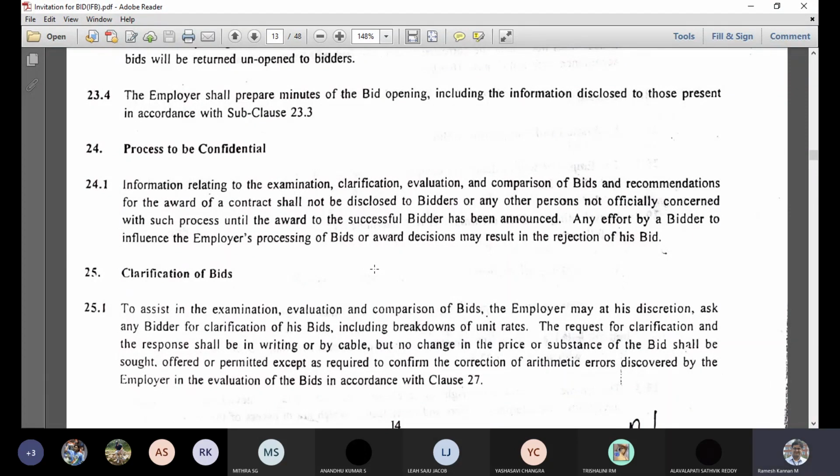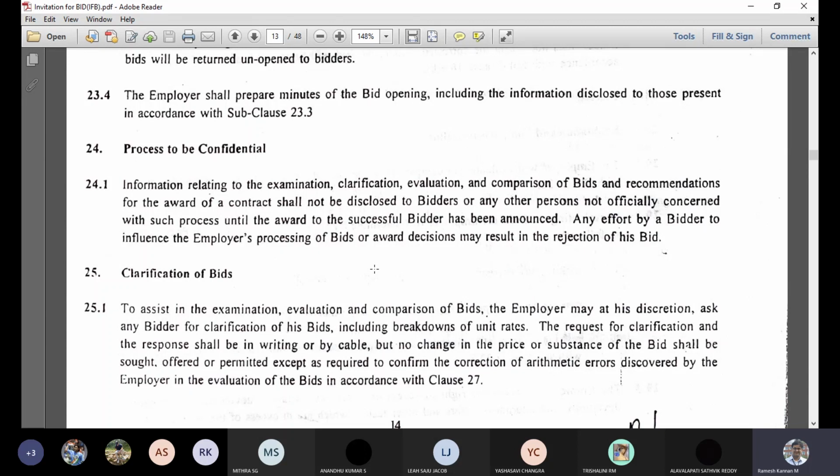Then it's very important is the clarification of bid. Sometimes, as I told you, the evaluator should not talk to the company about the bid. But in case the evaluator needs some clarification, you cannot summarily reject because it has been done with a lot of care and other processes.